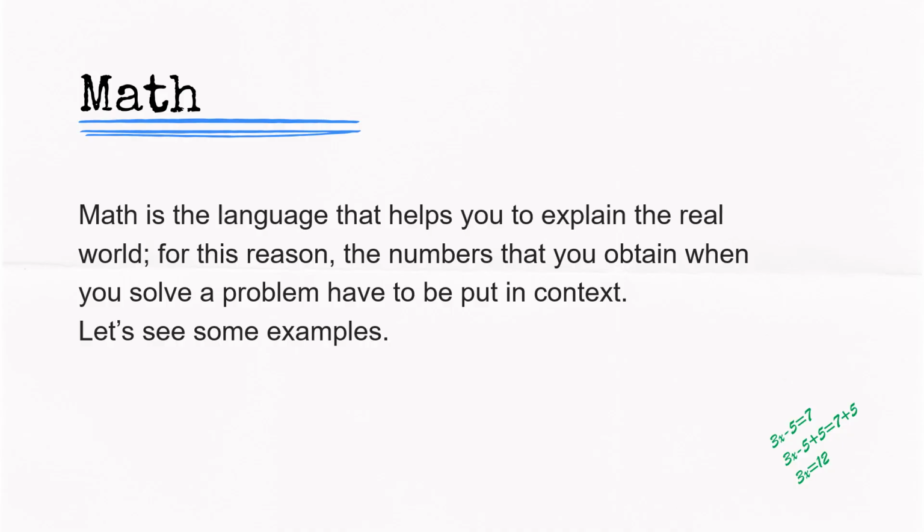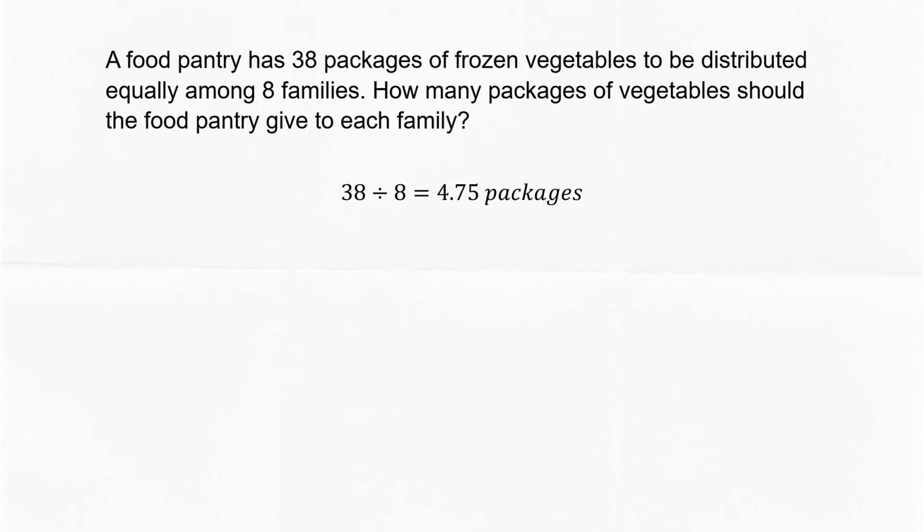First off, math is like a language, so it helps you explain the real world. For this reason, the numbers that you obtain when you solve a problem have to be put into some sort of context. The first question says, a food pantry has 38 packages of frozen vegetables to be distributed equally among 8 families. How many packages of vegetables should the pantry give to each family?